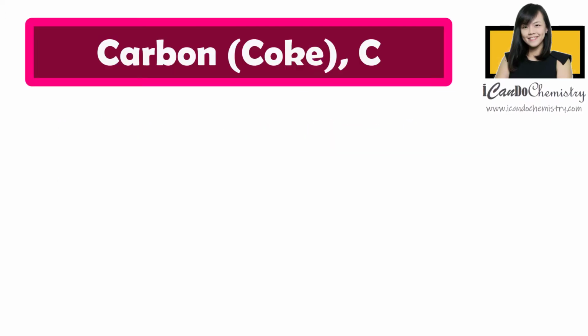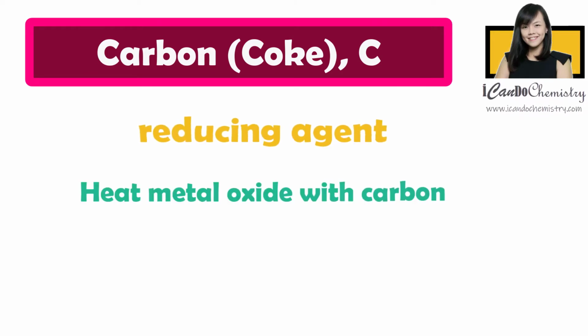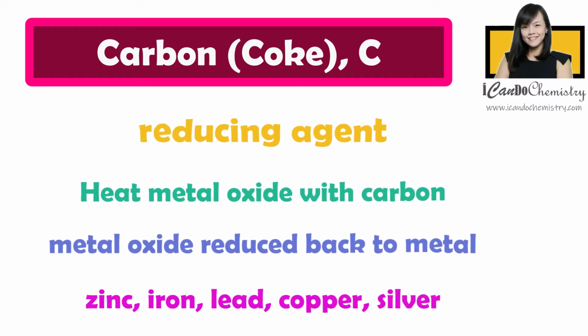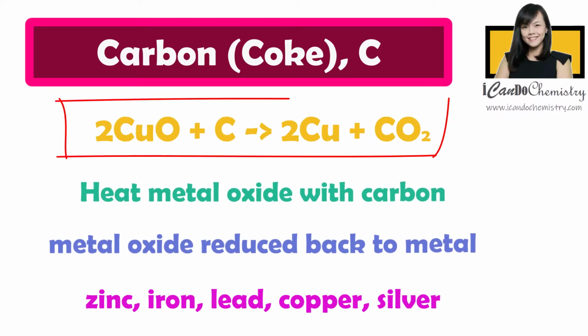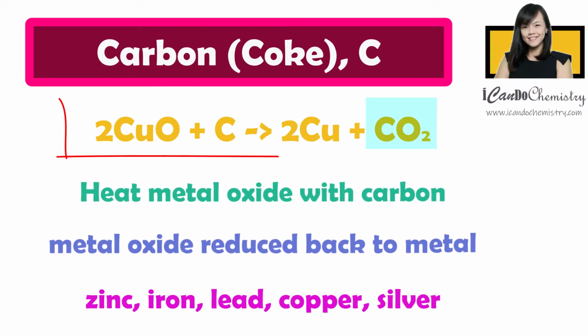Number 26. Carbon. Chemical formula C. Carbon acts as a reducing agent. When a mixture of metal oxide and carbon is heated, the metal oxide is reduced back to the metal. Metals that can be extracted by reduction with carbon include zinc, iron, lead, copper, and silver. In this example, when a mixture of copper-2 oxide and carbon is heated, copper-2 oxide is reduced back to copper metal. The side product is carbon dioxide gas.